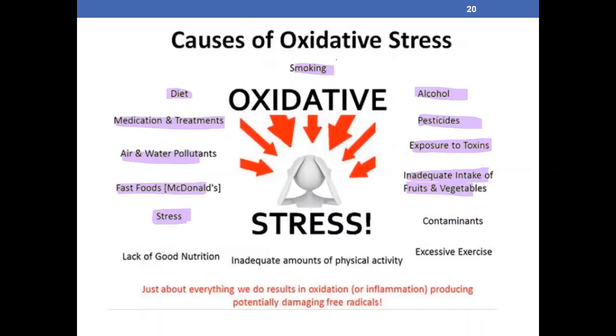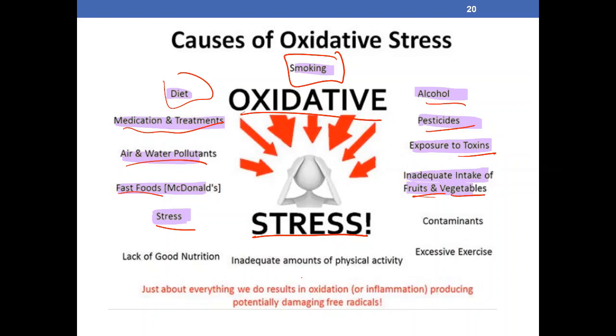Anyways, so again, this is the same thing: smoking, diet, medications, water pollutants, fast food, stress, alcohol, pesticides, toxins, fruits, vegetables, all of these cause formation of free radicals. By the way, formation of free radicals, or reactive oxygen species, is also known as oxidative stress. That's it, really.